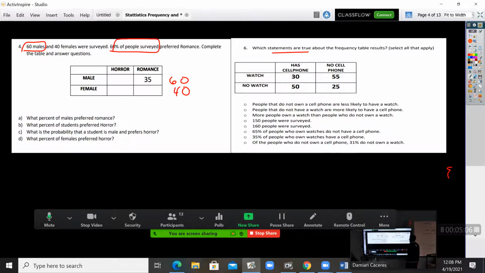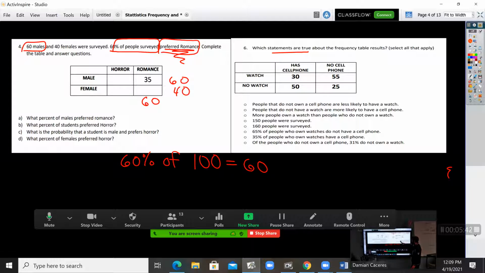And now we have 60% of people surveyed preferred romance. So, 60%, how many people were surveyed? 100. Very good. It didn't tell you that, but it tells you that there's 60 males, 40 females. You add them up, it gives you your total. So now 60% of 100 is 60, which means the total for preferred romance is also 60.